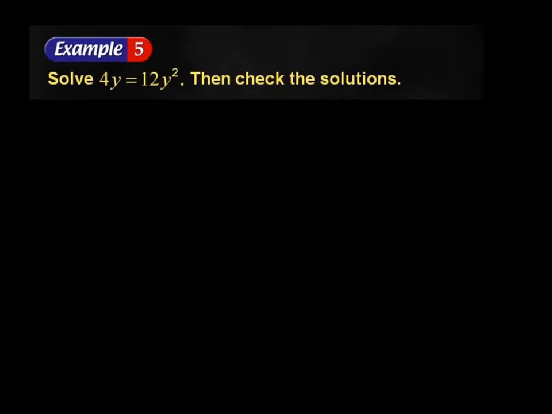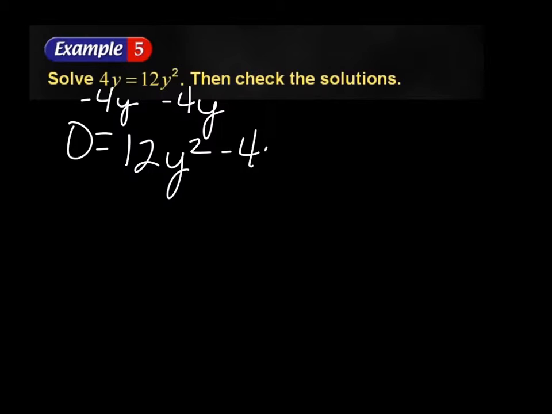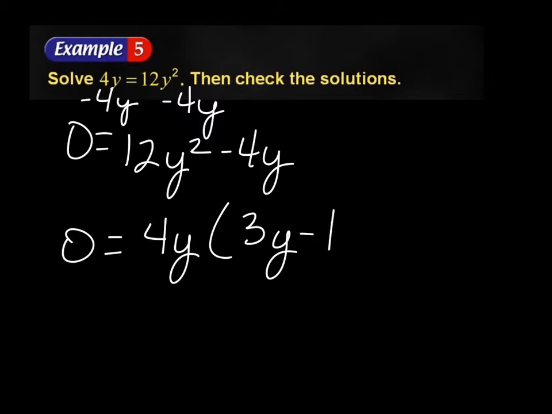Now to solve this guy, some of you guys are going to want to divide both sides by y. Don't do it. You'll lose the solution. Okay, what we want to do first is put everything on the same side of the equation. So I'm going to have 0 equals 12y squared minus 4y. My greatest common factor now is 4y. And when I factor that out, I'm going to have 3y minus 1 left.